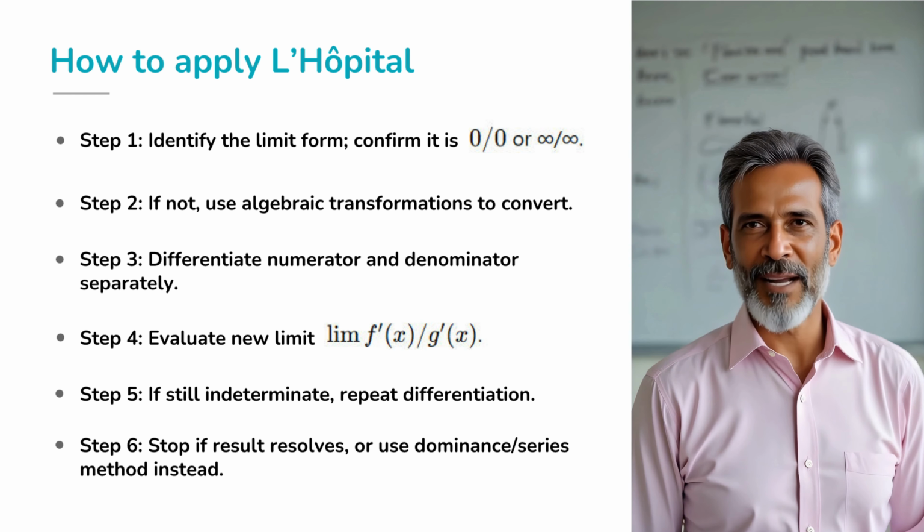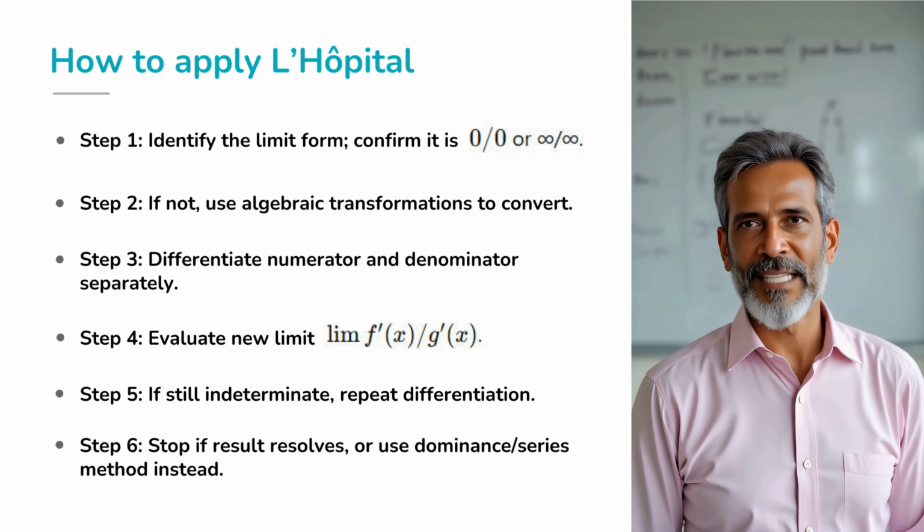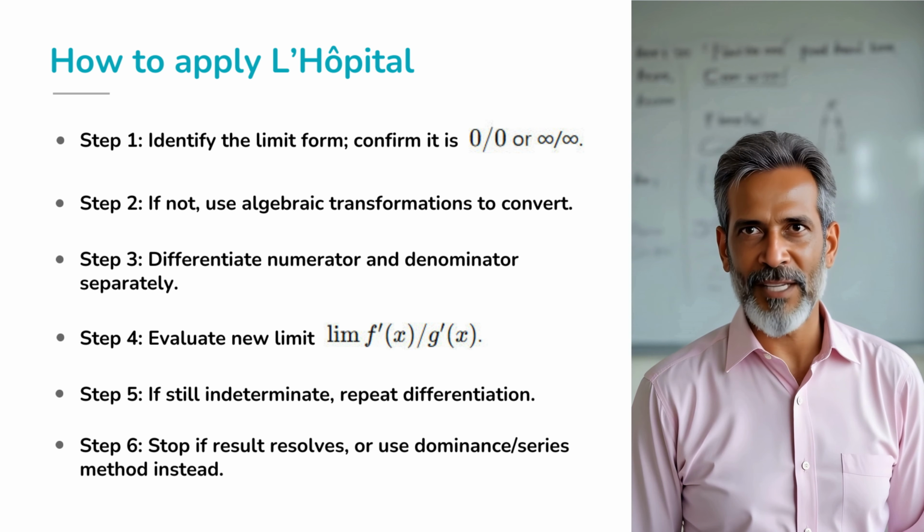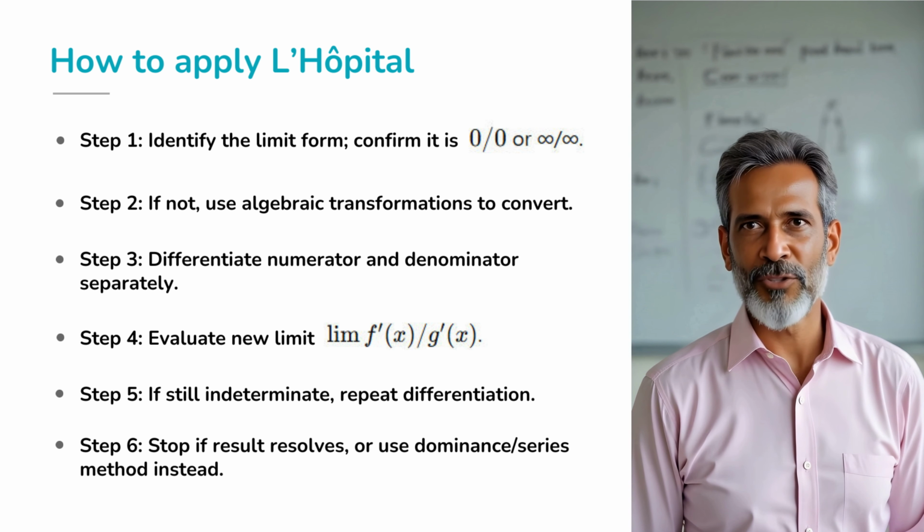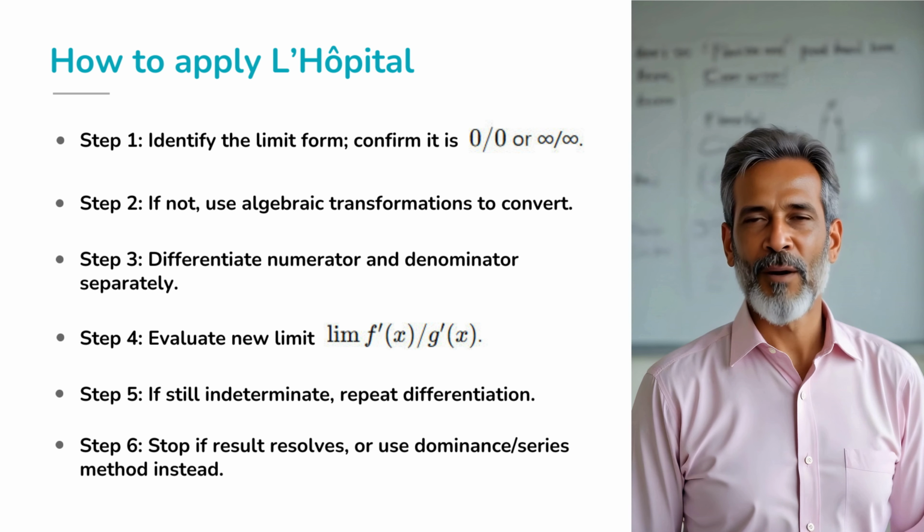So how do we apply this rule practically? Think of it like a recipe, as easy as making instant noodles. Step 1, check what form you have. Is it 0 by 0 or infinity by infinity? If not, stop right there. Step 2, if it isn't, transform it into one of those forms by algebra.